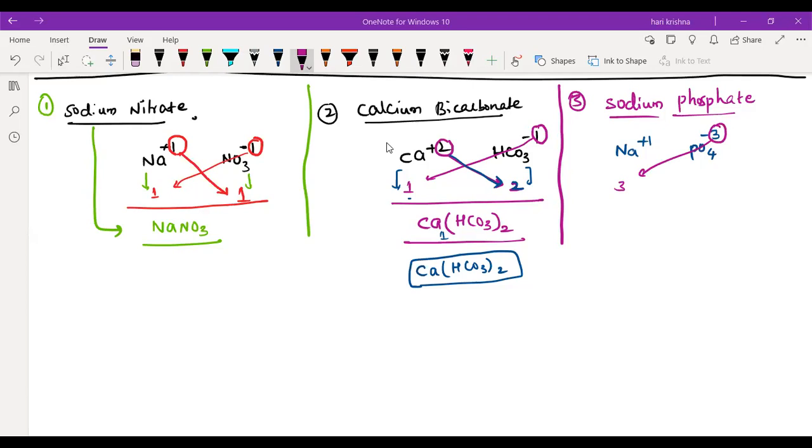PO4 it is. I think you missed that 4 at the end. Oh, yes, sir. The next one is here. So what's the formula? Na single 3, and PO4 is only 1. So it is Na3PO4. Fine.